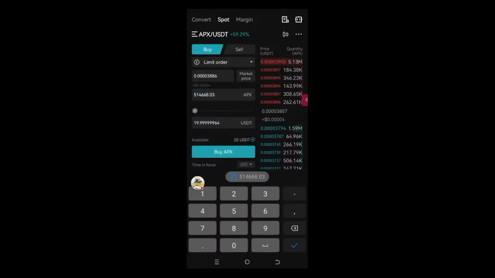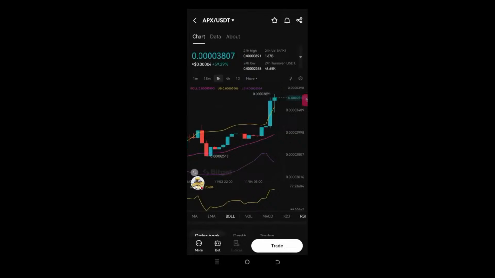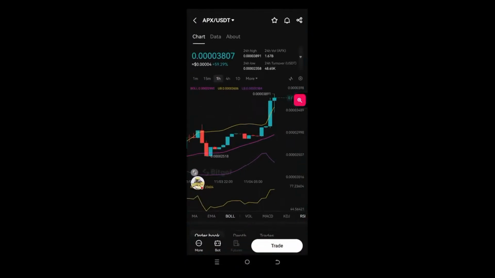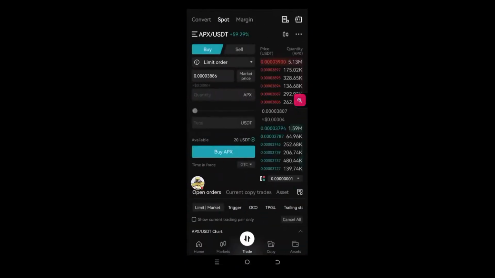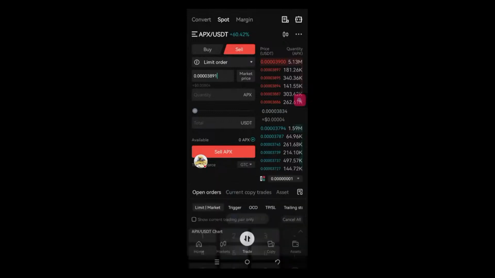Copy. That was the place it went to in the last 24 hours. Let's check that out. Let me use my magnifier. 3891. Okay, let's check it out. Let's sell and put 3891 there and see. Let's put the quantity of APX there.